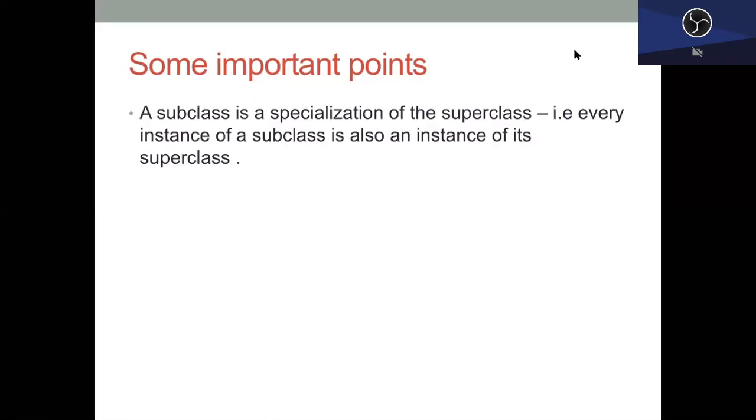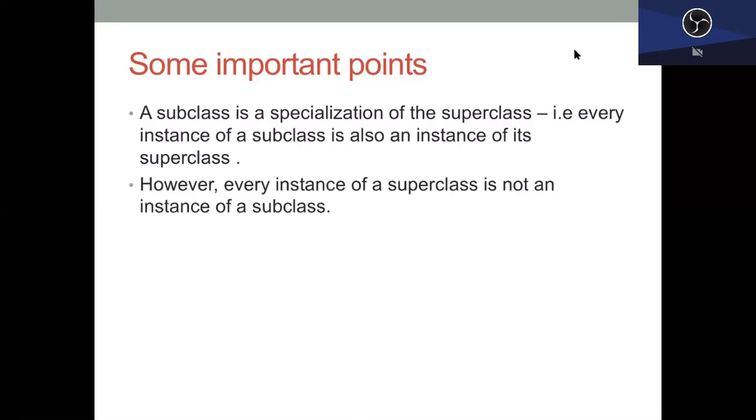Now, a subclass is a specialization of the superclass. This we all know. A subclass is a specialization of the superclass. That is, every instance of a subclass is also an instance of its superclass. That's why it's called an is-a relationship. Every circle is a shape. Every square is a shape. But the reverse is not true. Every shape is not a circle. It can be a square, it can be a triangle, and so on.